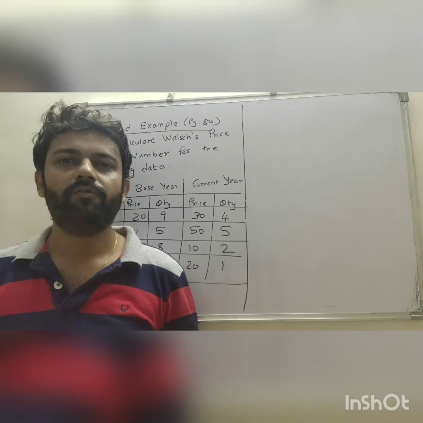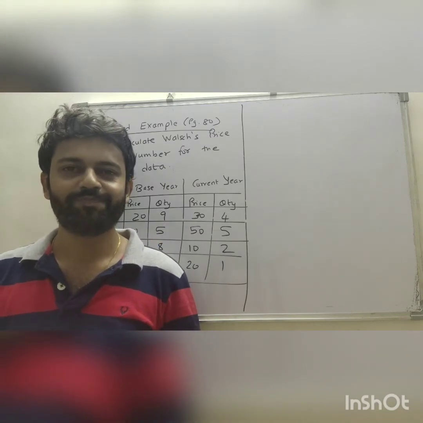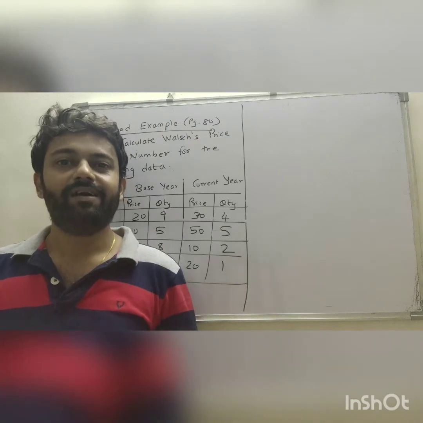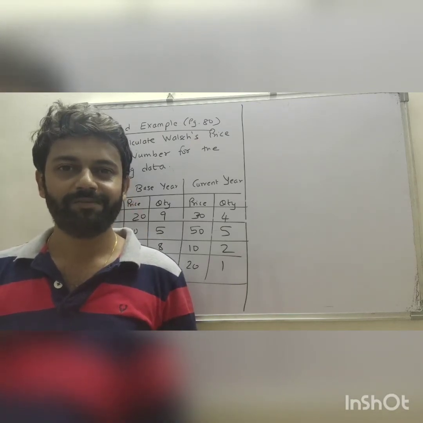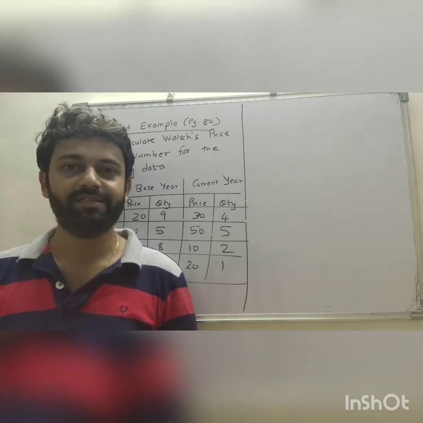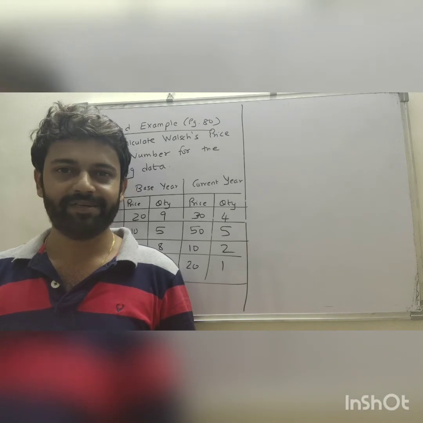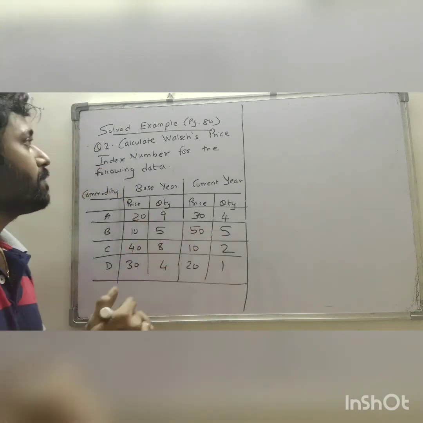Hello students, welcome to part 2 of exercise 5.2. Revising and remembering, 5.2 is all about price index numbers, and the name of the method is the weighted aggregate method. In the weighted aggregate method we have 6 formulae.